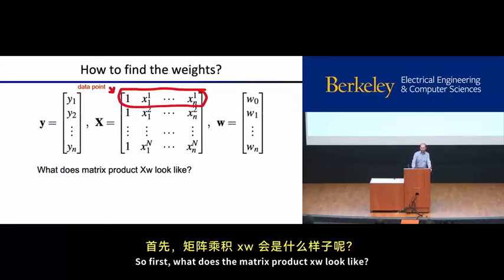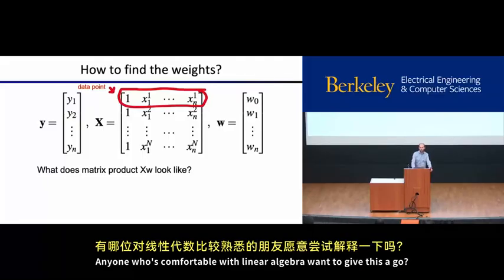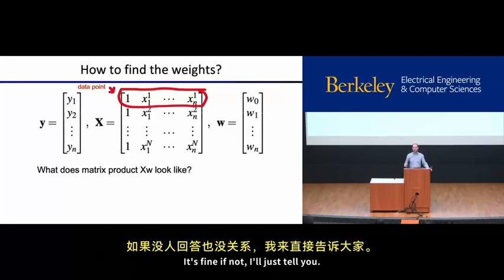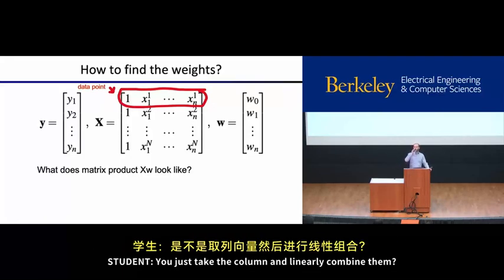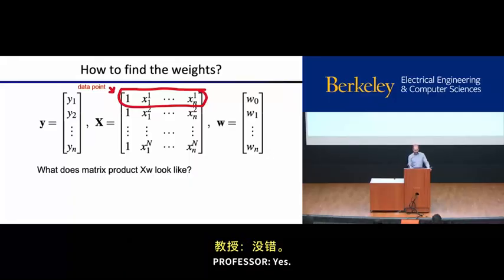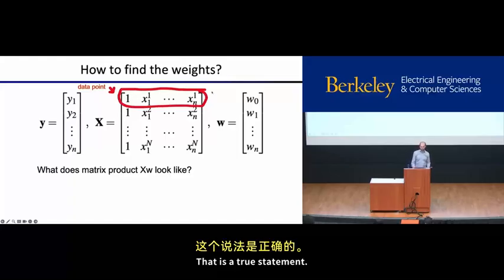So first, what does the matrix product XW look like? Anyone who's comfortable with linear algebra want to give this a go? It's fine. If not, I'll just tell you. Yeah. You just take the columns and linearly combine them. Yes, that is a true statement.